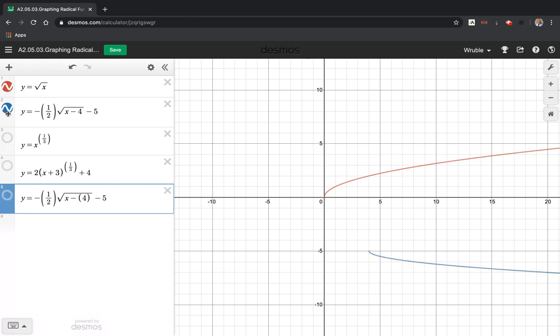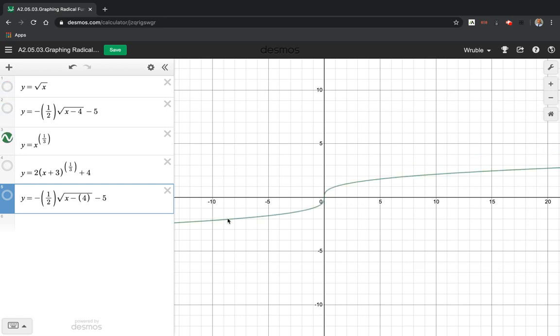If we turn these two graphs off, we can look at the parent function of the cube root, and we can see that function still goes through 0, 0, and still 1, 1. And one other thing we want to talk about with the square root: both of these graphs go through the point 1, 1. Just a quick illustration.